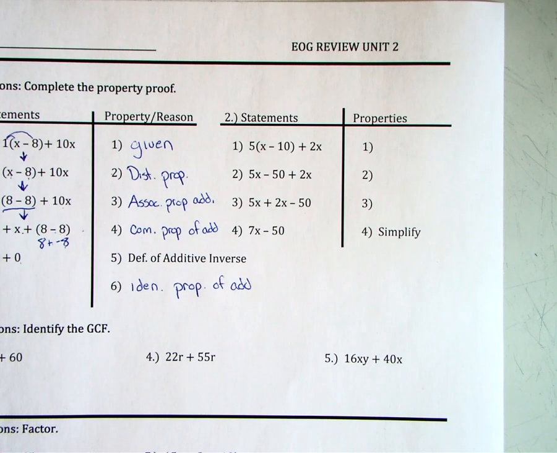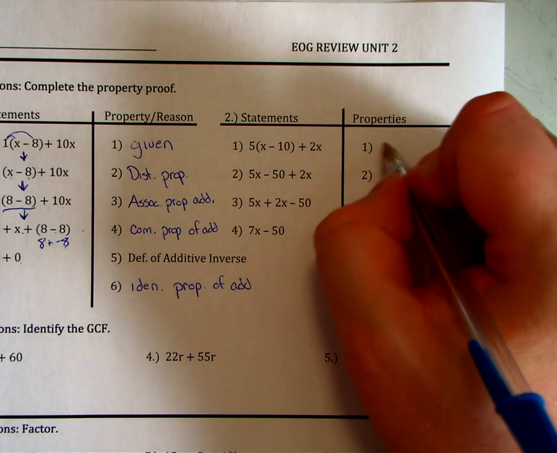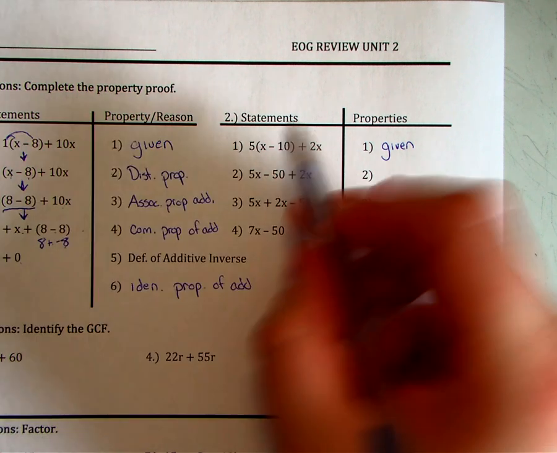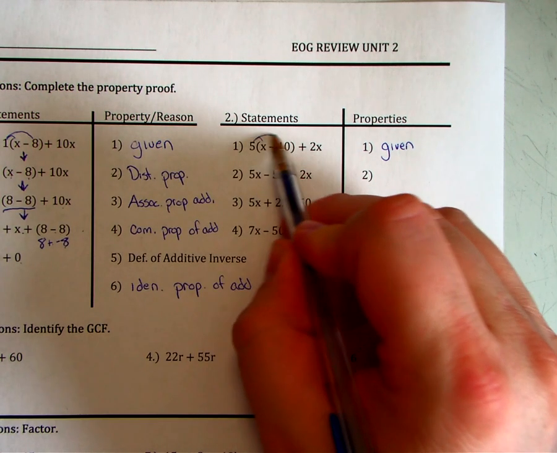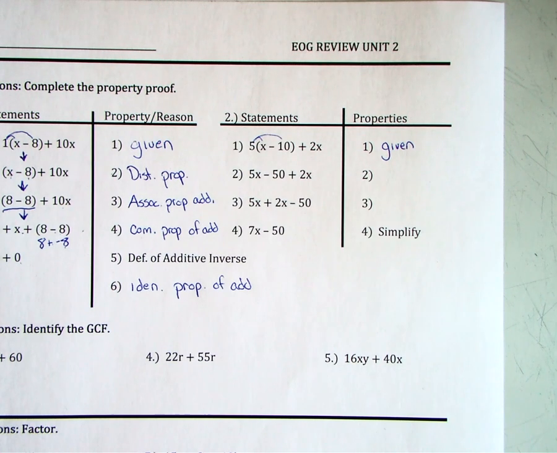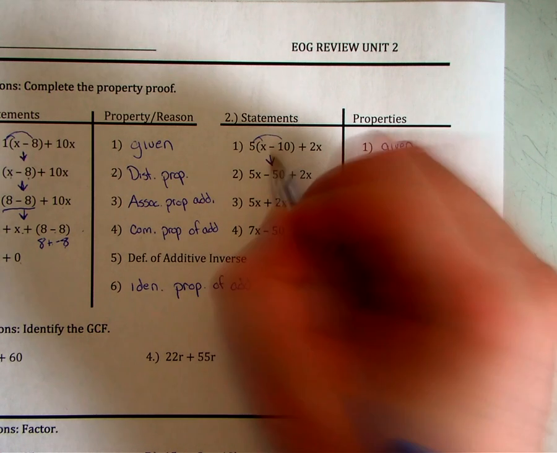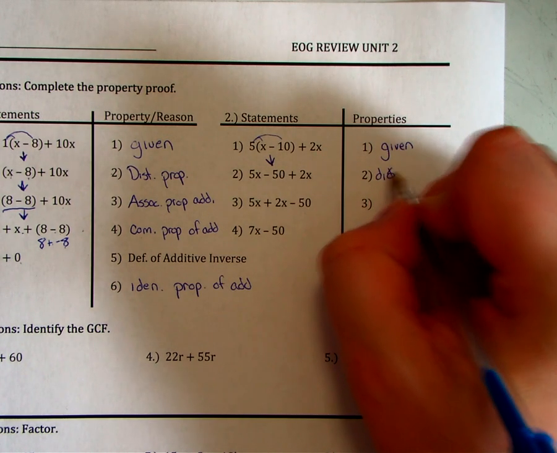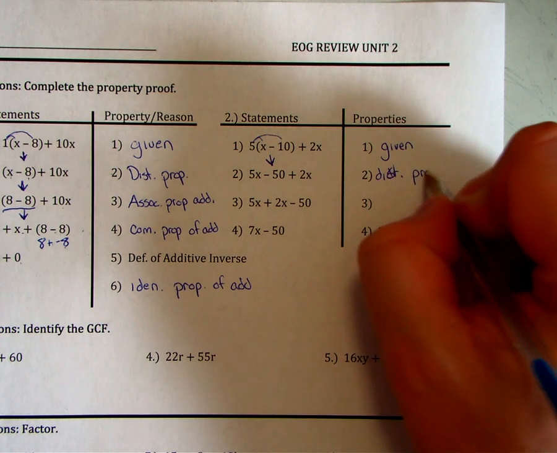Number 2. Again, we're going through the same steps. So step 1 will always be given. Step 2, we should see that from step 1 there was some distribution that took place. So that's the change from step 1 to step 2 was distribution. So distributive property.